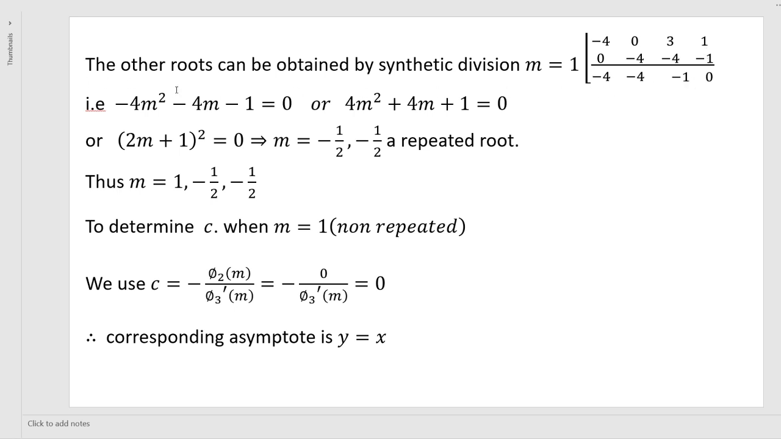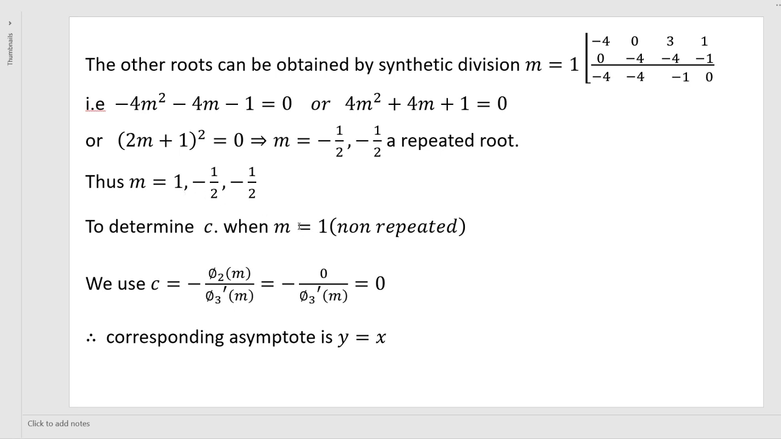From this, we can write the equation minus 4m square minus 4m minus 1 is equal to 0. Multiplying by minus on both sides, we have 4m square plus 4m plus 1 is equal to 0. This can be written as 2m plus 1 whole square is equal to 0. This implies m is equal to minus 1 by 2, minus 1 by 2. These are the repeated roots. So totally we have m is equal to 1, minus 1 by 2, minus 1 by 2. In these three, these two are repeated.